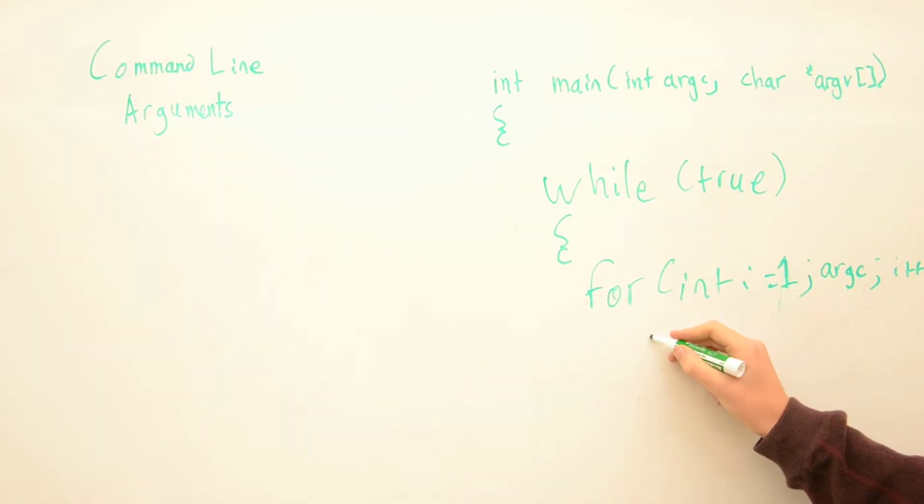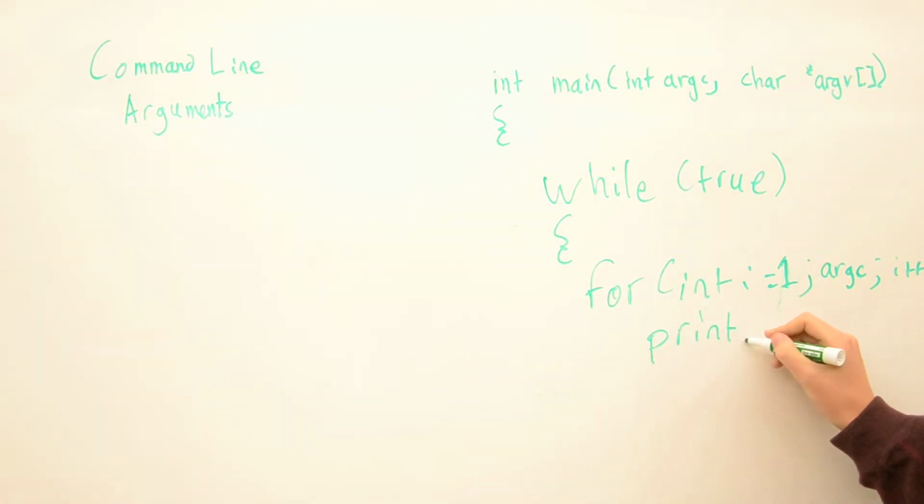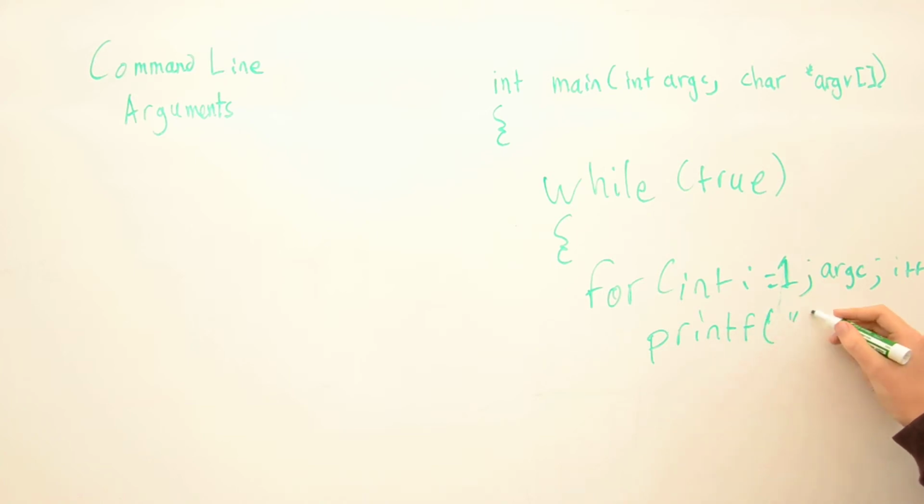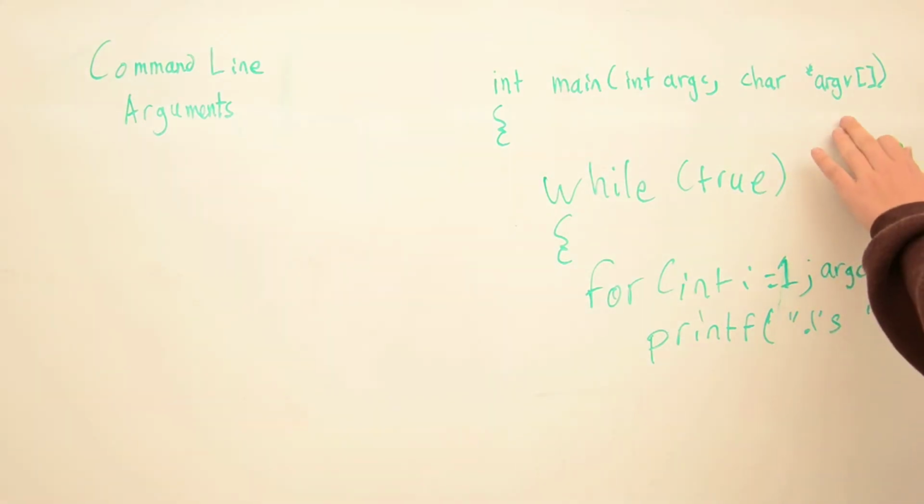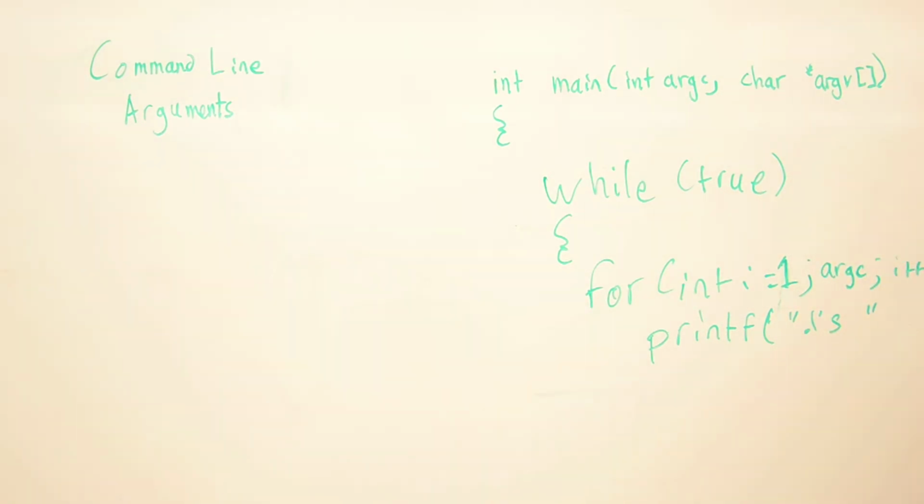And then we want to print out that argument. So we'll do printf %s, which prints out a string. We'll add a space in because the argv itself takes off the space when it separates them into an array. And then we'll access that element of argv.